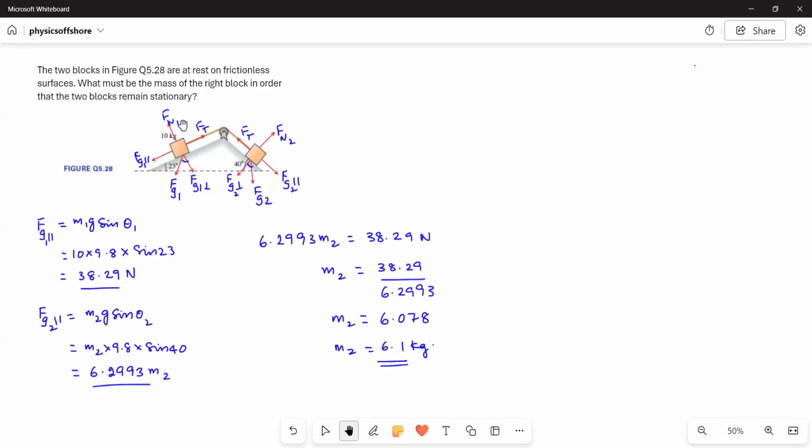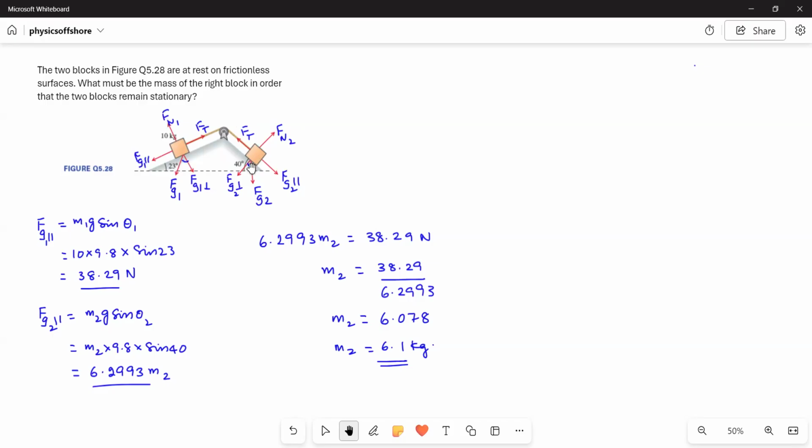So I have represented all the forces in a free body diagram. Let us see what those forces are. For the 10 kg block, the forces acting along the x direction are Fg parallel and F tension. That means Fg parallel is balanced by the F tension. And in the perpendicular direction, Fg1 perpendicular is balanced by the normal force.